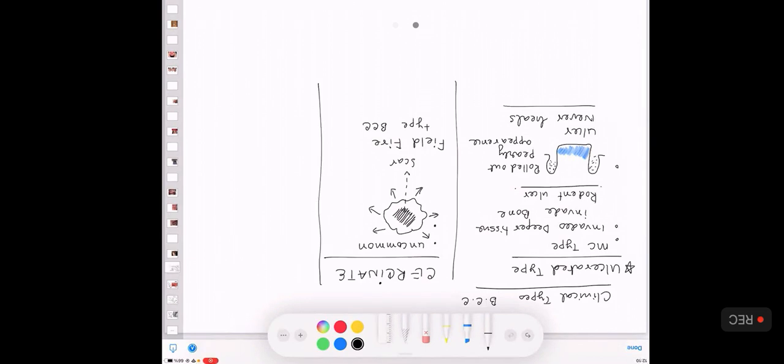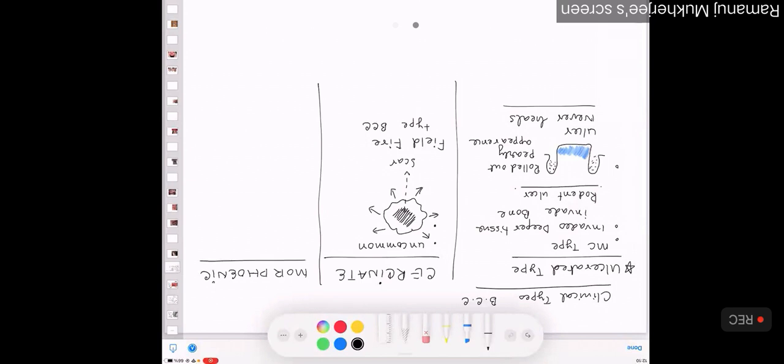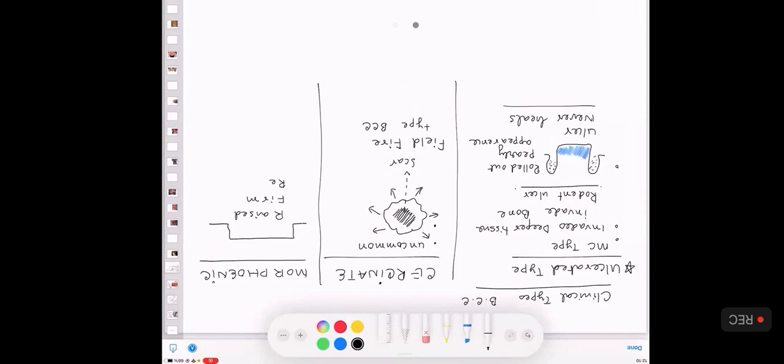The next type is called the morphoeic type. What is the morphoeic type? It appears to be a raised, firm, red plaque. Okay, that is called a morphoeic type. Okay, done, sir?